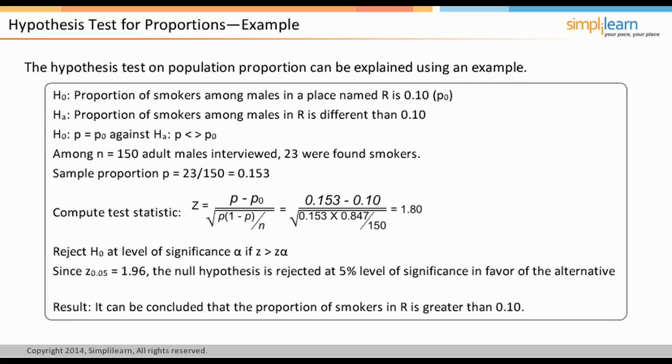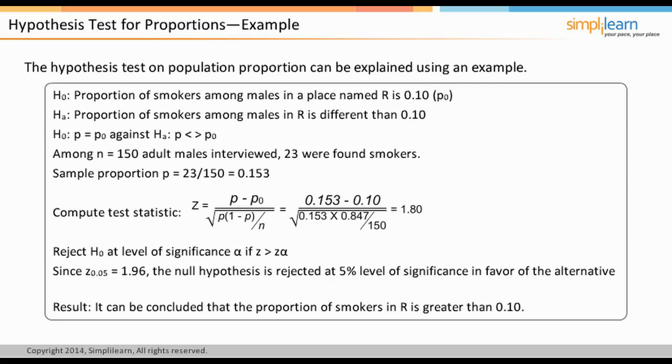A sample of 150 adult males are interviewed, and it is found that 23 of them are smokers. Thus, the sample proportion is 23 divided by 150, which is 0.153. Substituting this value in the expression of z given on the screen gives the result of 1.80. You can reject the null hypothesis at level of significance alpha if z is greater than z alpha. For 5% level of confidence, the z value should be 1.96. Since the calculated z value is more than what is required for 5% level of confidence, the null hypothesis is rejected. Hence, it can be concluded that the proportion of smokers in R is greater than 0.10.